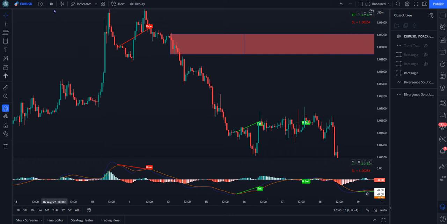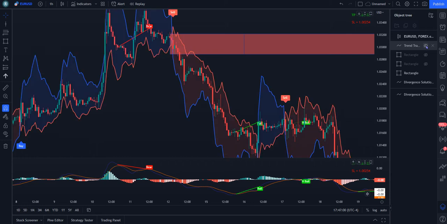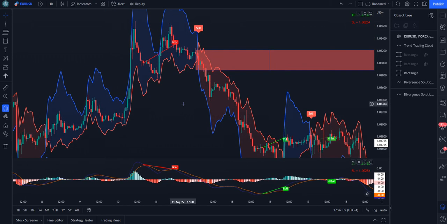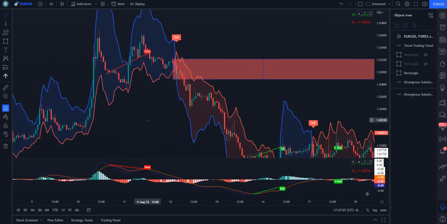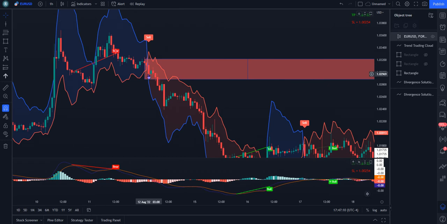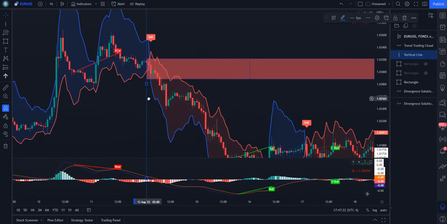So let's go to the higher time frame first, the 1 hour, and I'll even throw in one of our other indicators, the trend trading cloud. So we want to just trade with the trend, right? So right here we can see the cloud has now given us a sell signal, that it's now changed from a bullish cloud to a bearish cloud. So let's just mark that candle that it changes on right there.